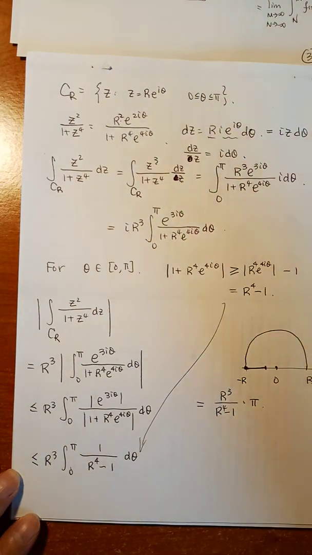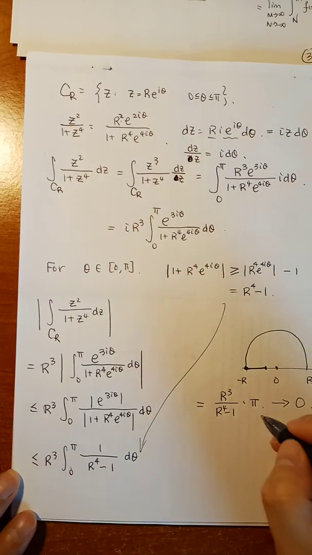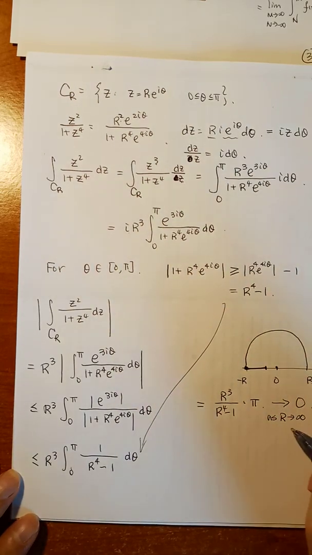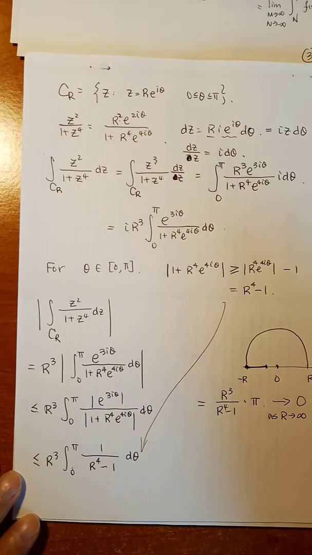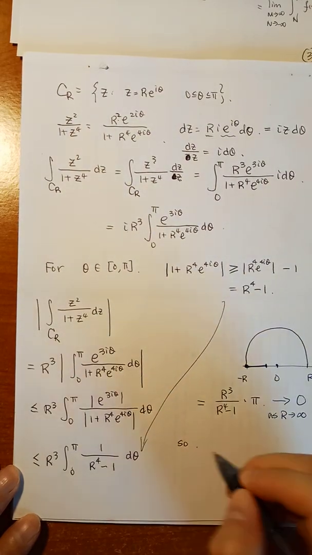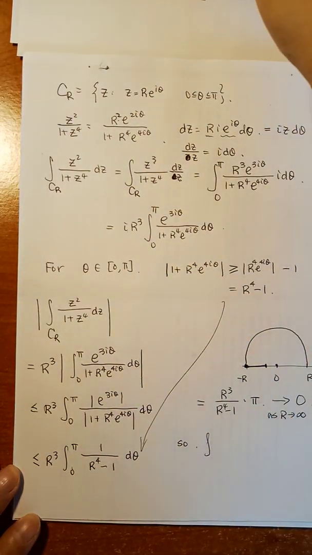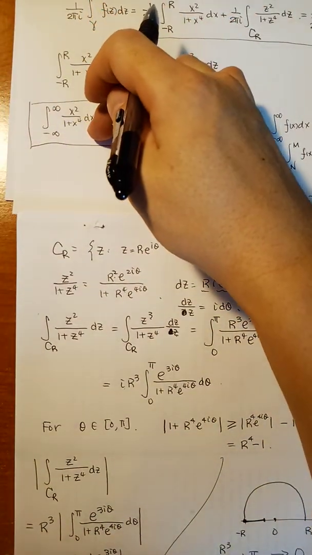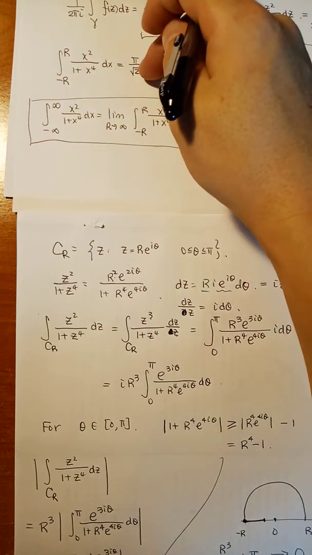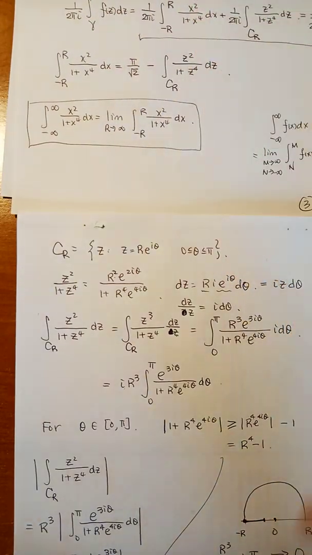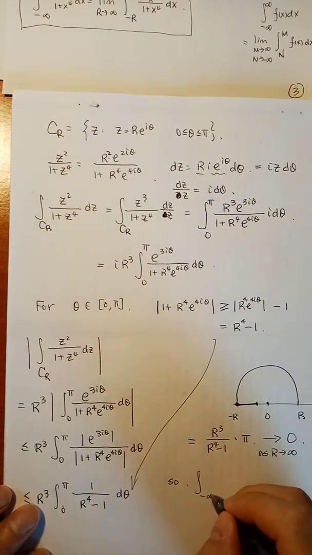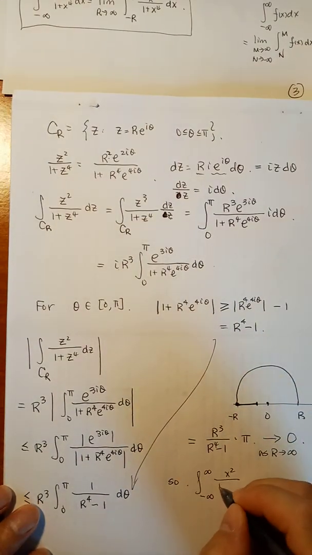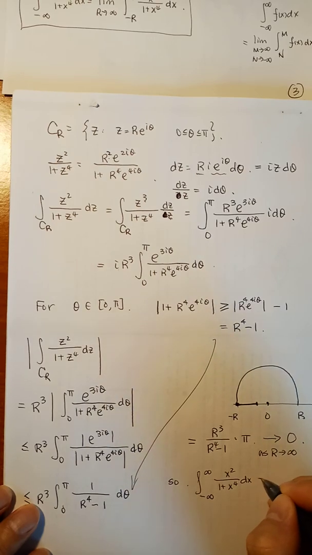This one approaches 0 as R approaches infinity, because the denominator has power 4 and the numerator has power 3. So when we take the limit here, the left hand side becomes the integral. The right hand side is pi over root 2 minus this limit. The limit is 0. So we finish it.